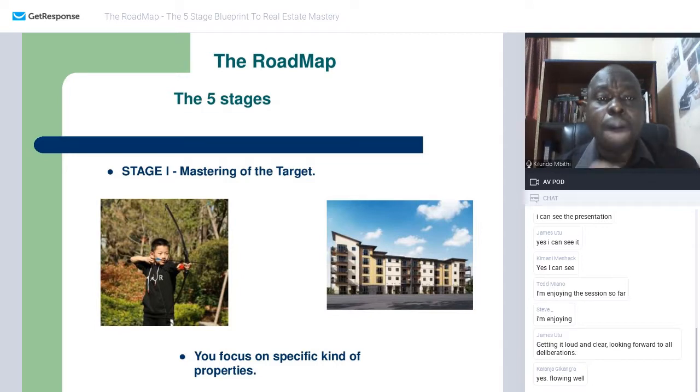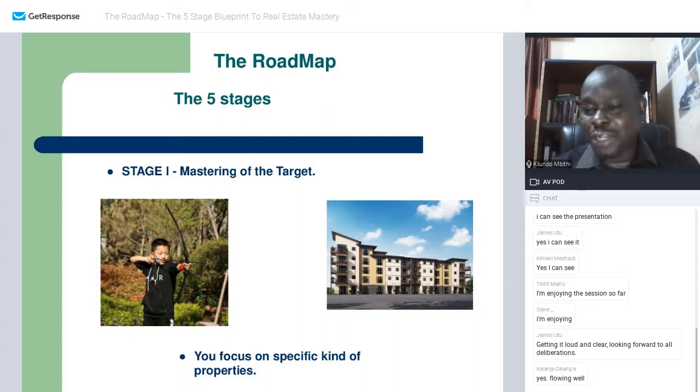In the fourth stage, I'll show you why it's important that you have total mastery of targets. So you have to know what asset class, what properties are you going to buy? Are you going to buy bungalows? Are you going to buy maisonettes? Are you going to buy land? Are you going to buy multiple dweller units? Are you going to buy an office? Are you going to buy a factory? What are you going to buy? Come on, guys. So mastery of target is very crucial.